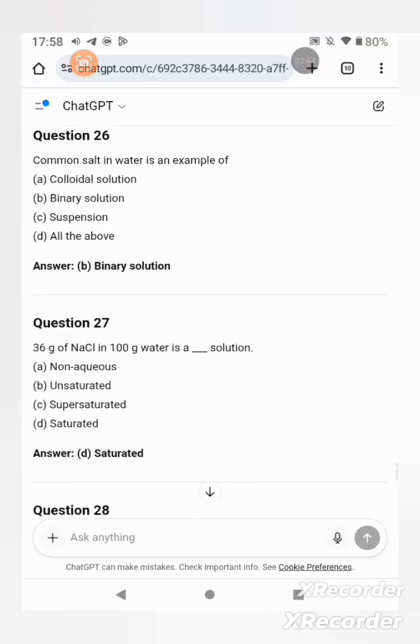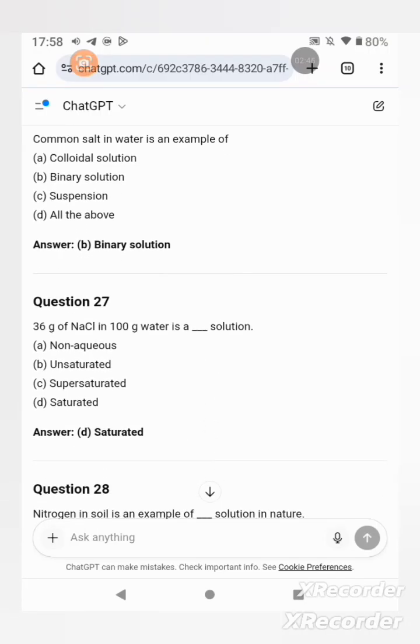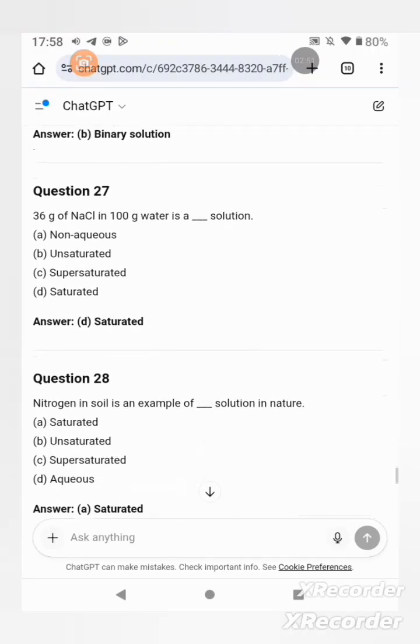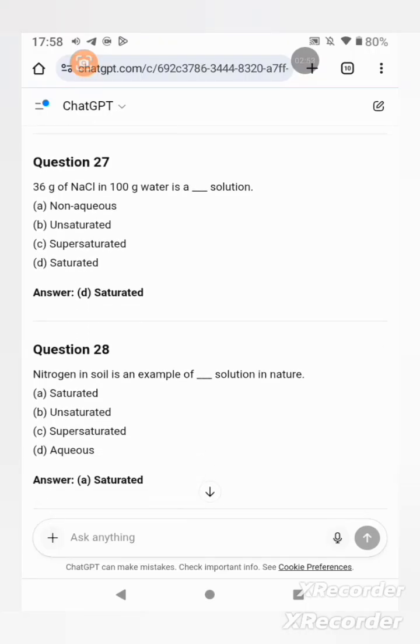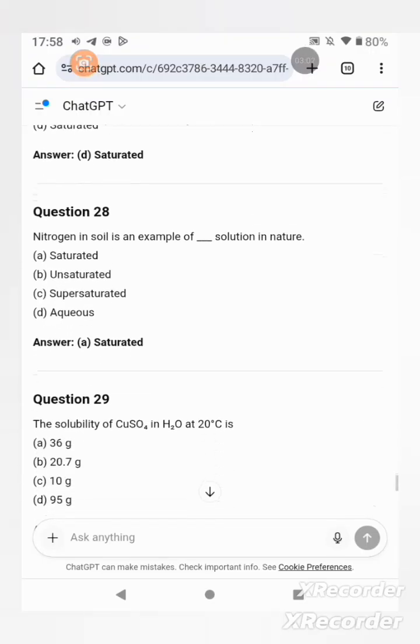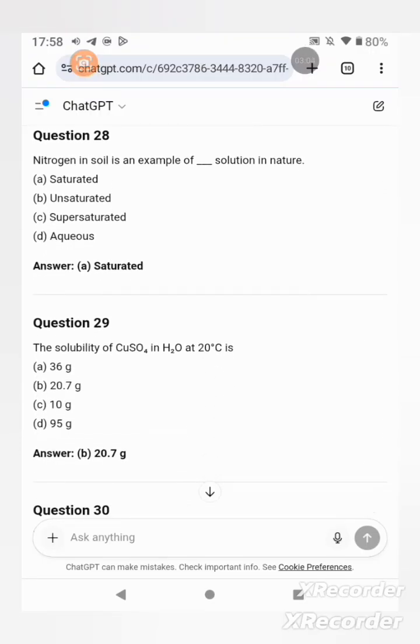Question 26. Common salt in water is an example of A. Colloidal solution, B. Binary solution, C. Suspension, D. All the above. Answer: B. Binary solution. Question 27. 36 grams of NaCl in 100 grams of water is a solution. A. Non-aqueous, B. Unsaturated, C. Supersaturated, D. Saturated. Answer: D. Saturated.